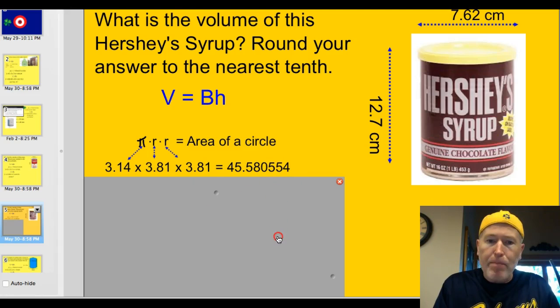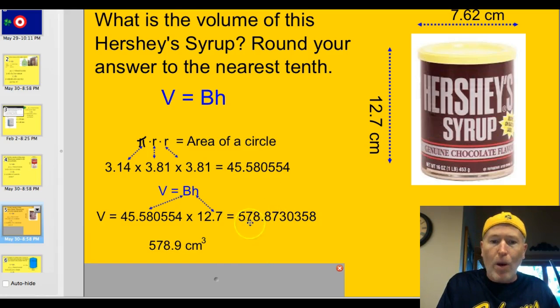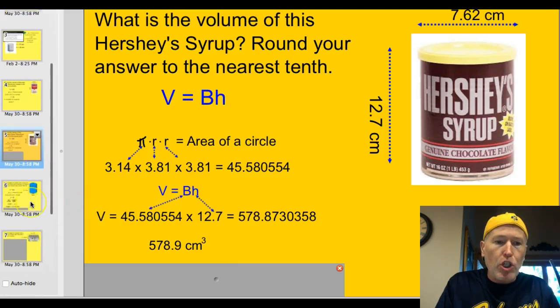When you pop that into your volume formula, you multiply it by the height of 12.7, you get 578.8730358. We're rounding to the nearest tenth, so we just need to look at the 0.8 here. Look next door. There's enough there to call that 578.9 centimeters cubed.